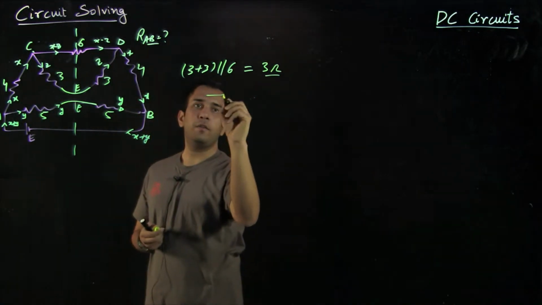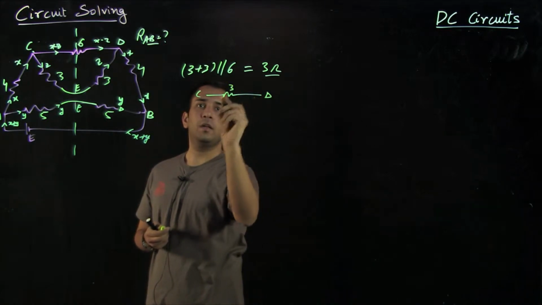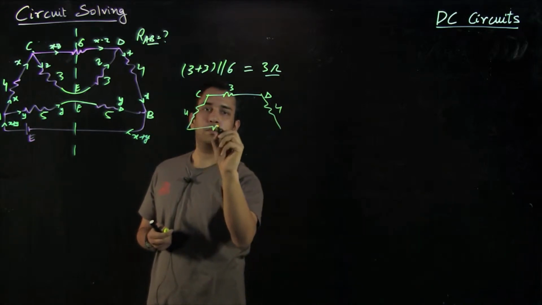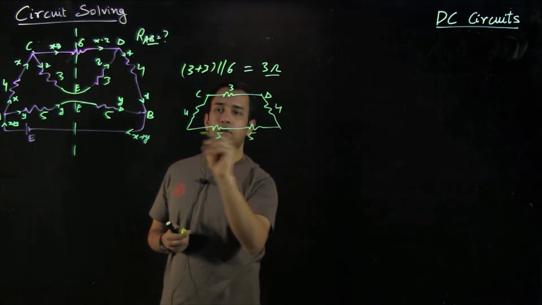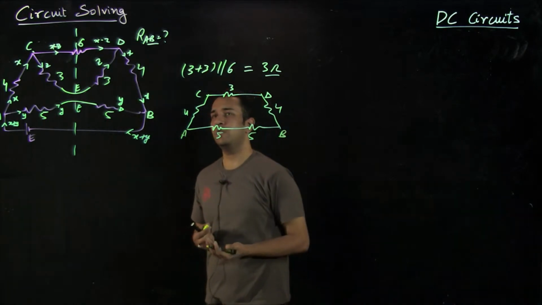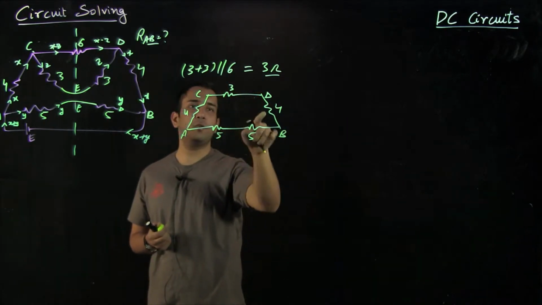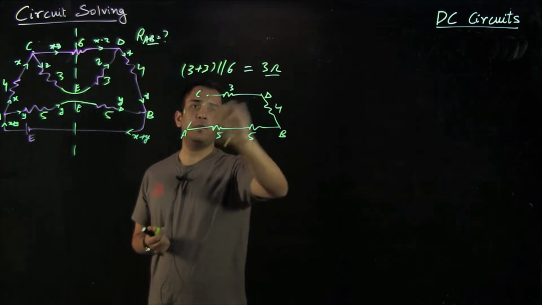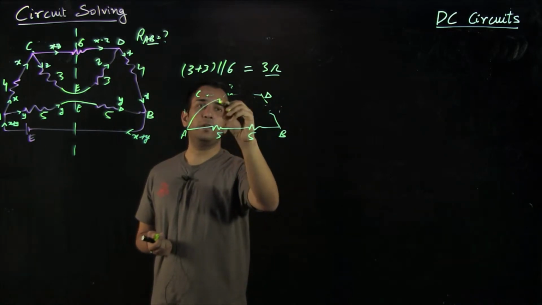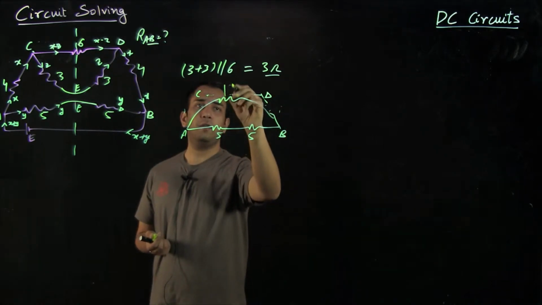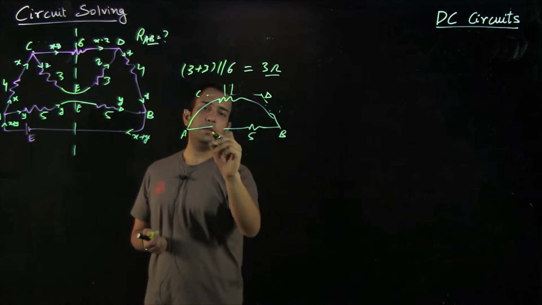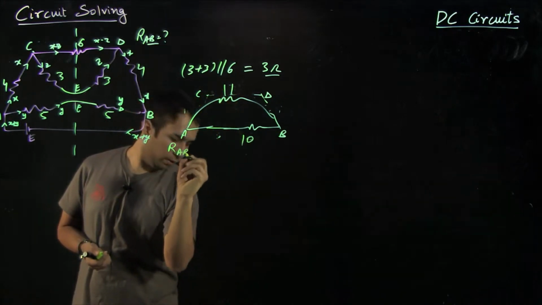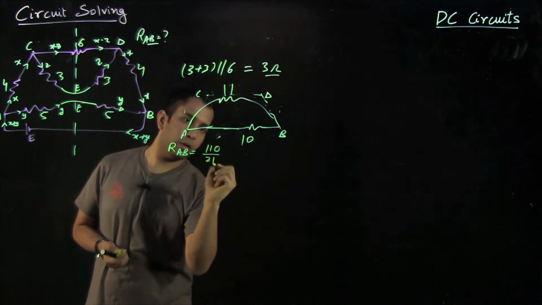So now I have CD, the... so now this is a simplified version of the circuit. So 3 plus 3, 4 plus 4 plus 3 is now 11. So I can just remove everything and have one resistor which is 11, and this is in series, so this is now 10 and 10 and 11. So the RAB is 110 by 21.